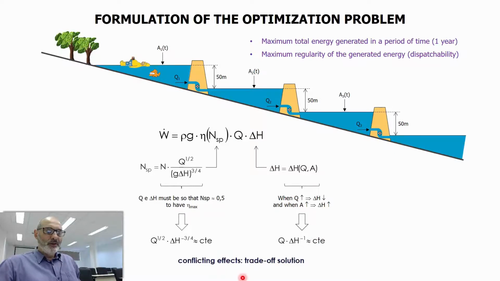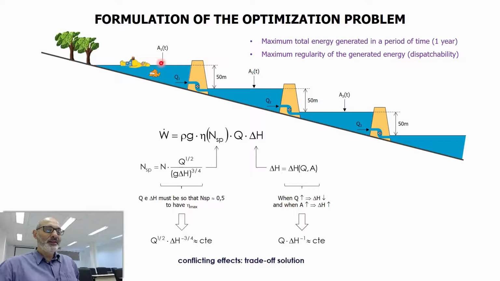And what I want to emphasize here is that those are conflicting effects, because in order to have maximum efficiency, which corresponds to x equals 0.5, you have to have this relation: square root of Q multiplied by delta H to the power minus 3/4 equals constant. No matter what you do with the flow rate, if the corresponding height satisfies this relation, you always have maximum efficiency. But when you look at the reservoir performance, you see that when Q increases, you have a tendency to decrease the level here.